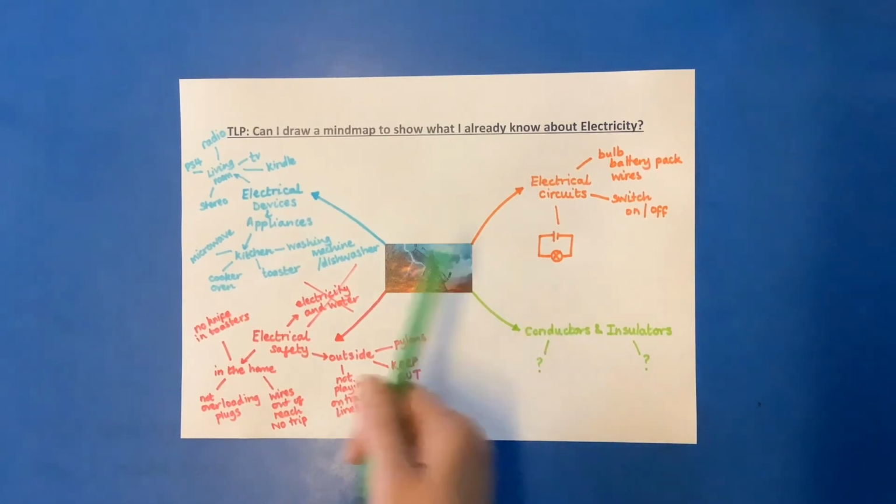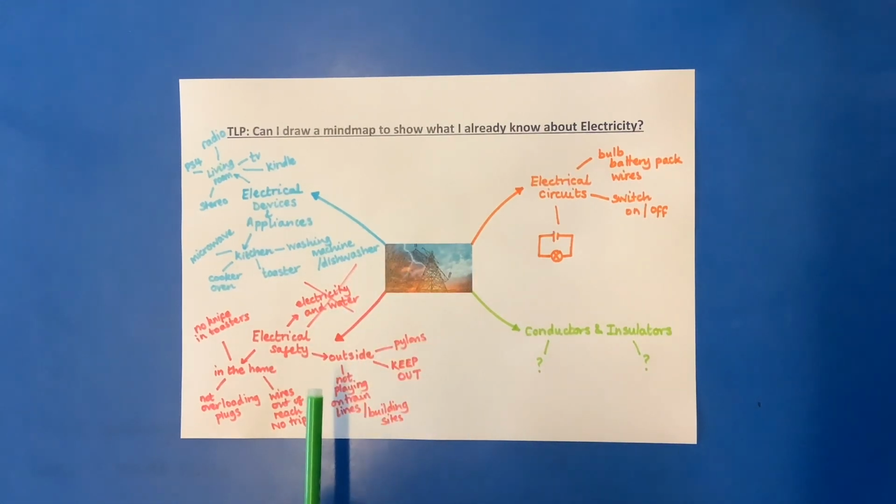So year 4, you don't have this sheet, but you can just get a piece of plain paper or do it in one of your books. You could maybe print some pictures off the internet or draw some pictures of your own and set up a mind map of what you already know about electricity.